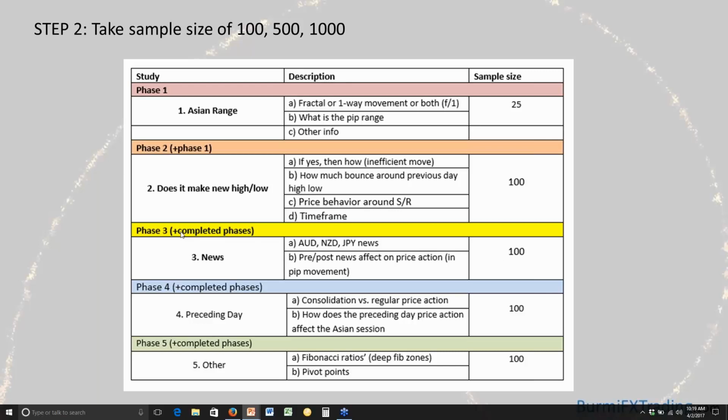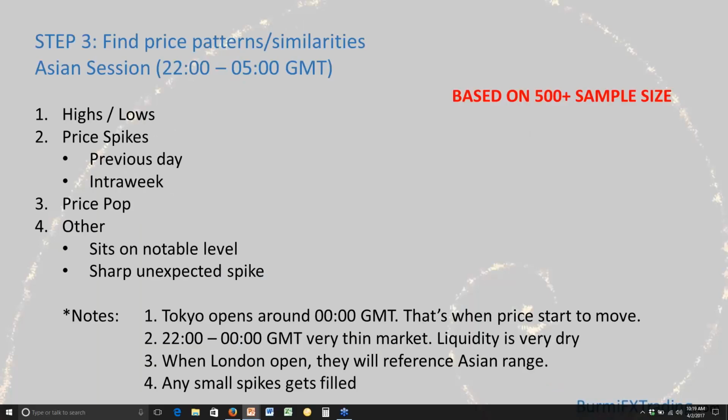So when you're going through that process, when you're taking sample sizes, you're collecting data, what you're doing is you're internalizing the information. And over time, after taking a sample size of 500, you will already know what the price action is going to do in that session, and then you know which one is a high probability trade and which one is a low probability trade. So let's look at some examples.